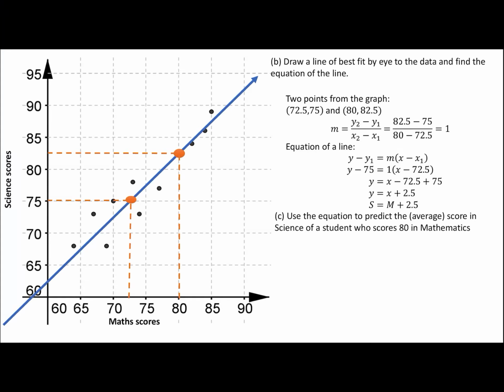Next part of the question. Use the equation to predict the score in science of a student who scores 80 in mathematics. So write down the equation. S is equal to M plus 2.5, and replace M with 80 and solve for S. So S is 82.5.